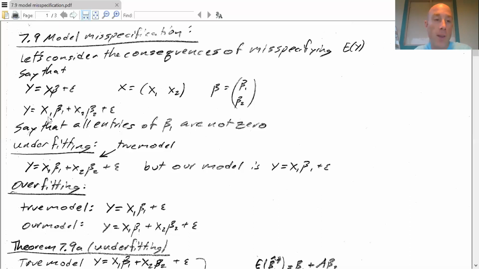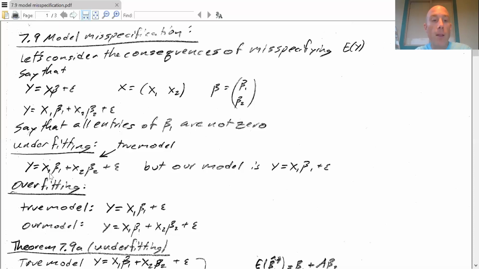When I'm underfitting, this is the part I include, and this is the part I missed. If I'm overfitting, this is the part that I want to keep, but this is the junk that I put in there that I shouldn't have. So we've got two ways to approach this. Whenever I'm doing this, I'm always going to say that the betas are not equal to 0 to fit the logical argument correctly. First, let's look at underfitting.